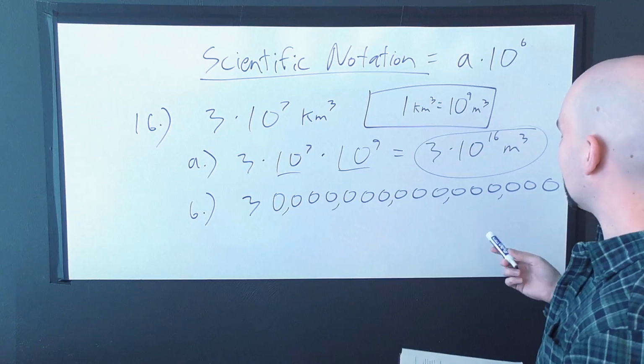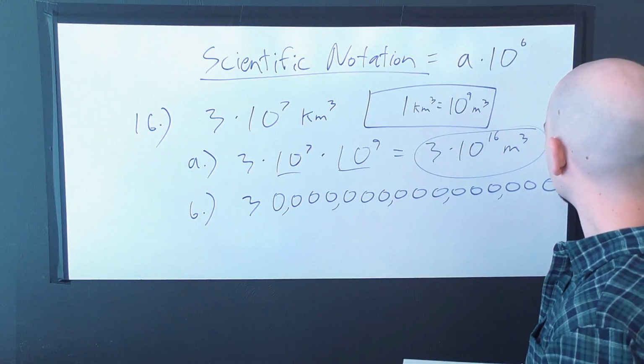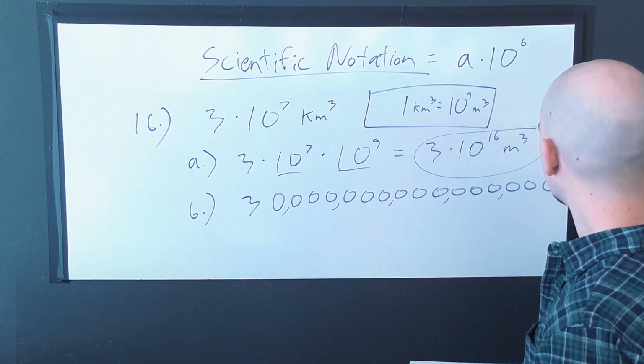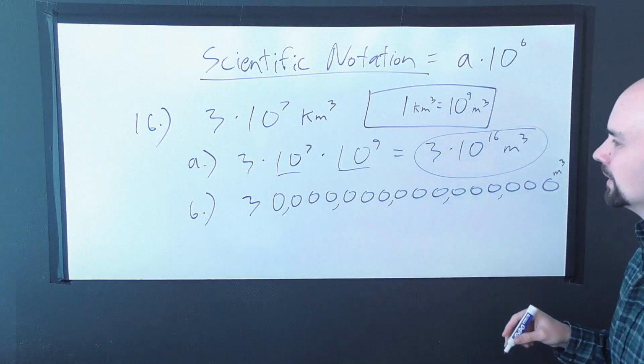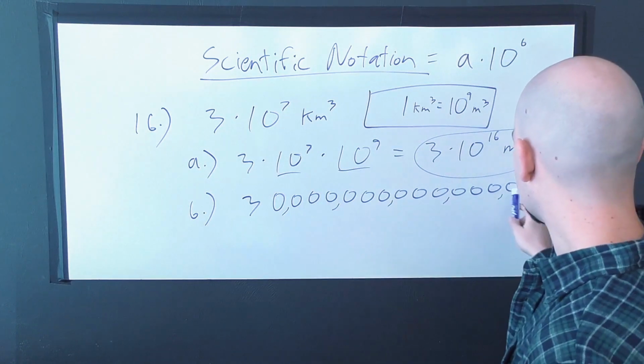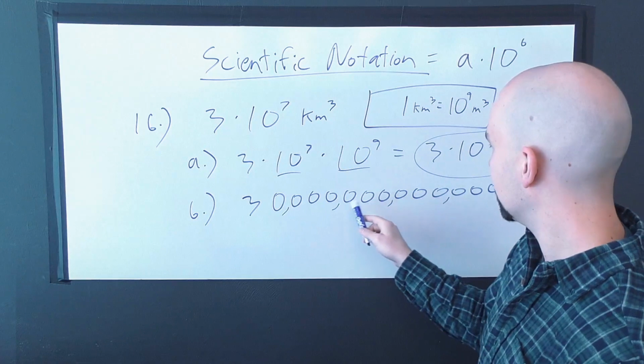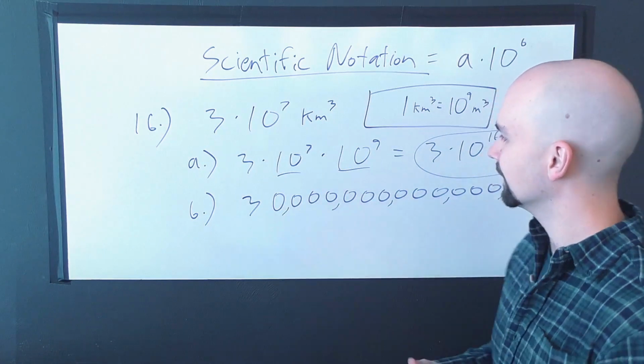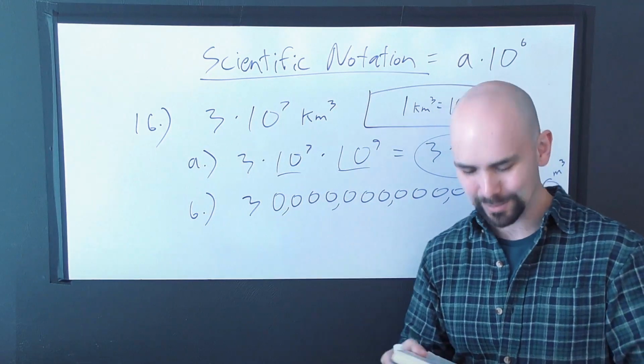All right, so just out of curiosity, and then it's cubic meters, so I'll add a meters cubed. So let's see, that's going to be thousands, millions, billions, trillions, 30 quadrillion cubic meters of ice. That's a lot of cubic meters of ice.